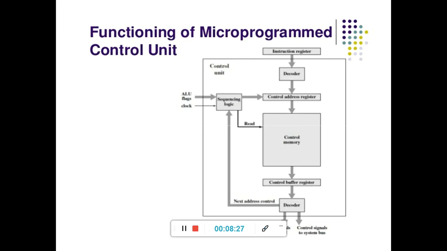Next one, functioning of microprogrammed control unit. What are the microprogram control unit functions? Here this figure shows a control memory and the associated hardware needed for selecting the next microinstruction address. Here there is a schematic sketch. In between, the control memory, then the CAR, that is the control address register, and at the bottom the control buffer register.